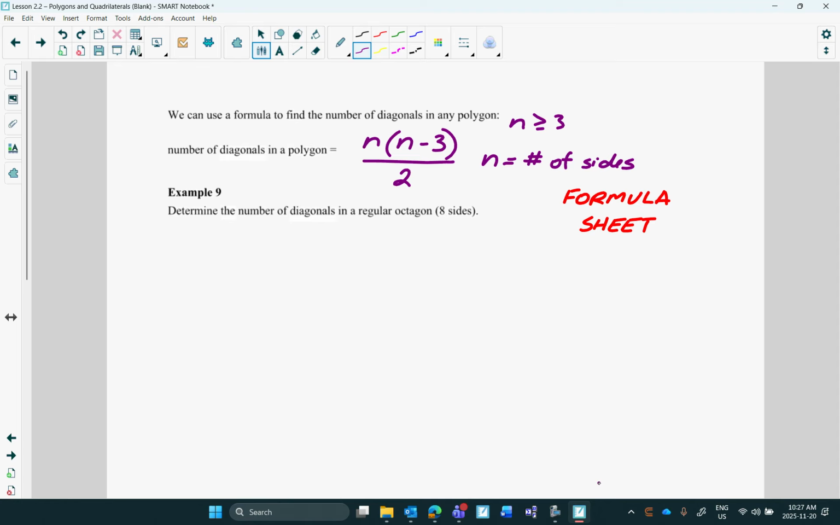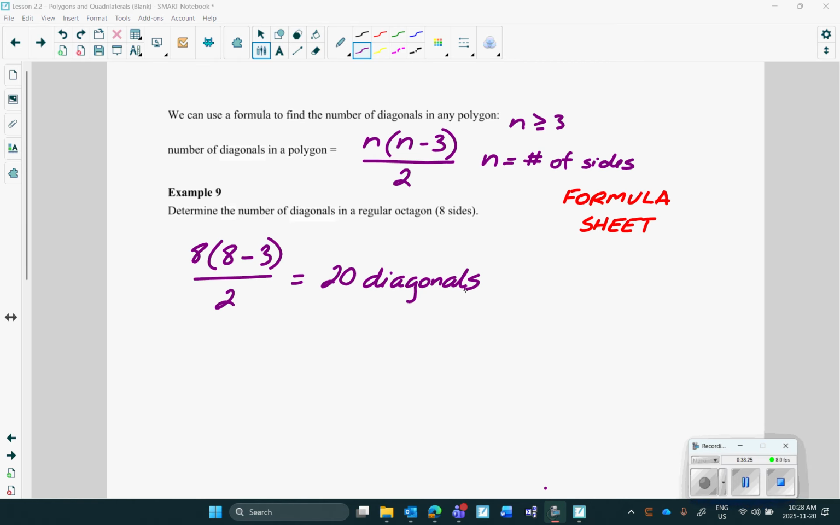So how would you do 8 sides? Pretty straightforward. Just go 8 times 8 minus 3, divided by 2. That gives us 8 times 5 divided by 2, which gives us 20 diagonals. Okay. No questions.